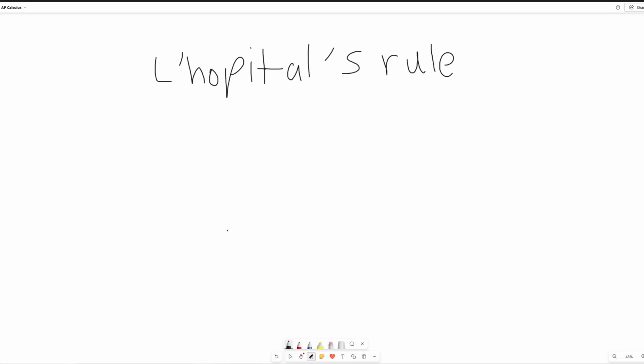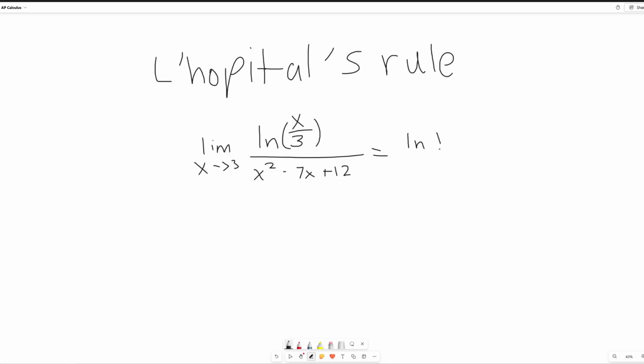Here's another good one. Limit as x approaches 3 of ln of x over 3 divided by x squared minus 7x plus 12. Okay. Plug 3 in. We have ln of 1, which is 0, over 3 squared, 9, minus 21 plus 12, which is 0. ln of 1 is 0, and you can't just say ln of 1, you have to say 0 over 0.